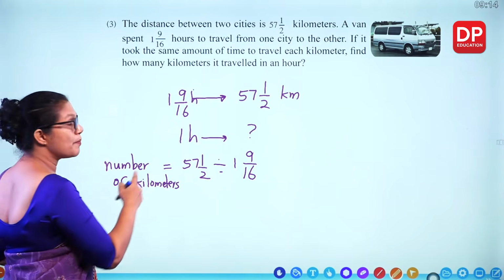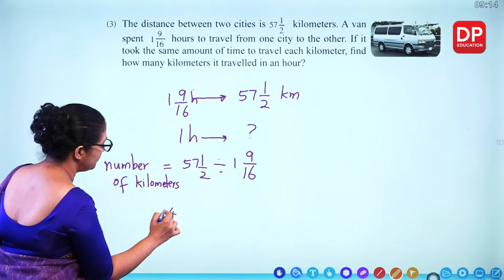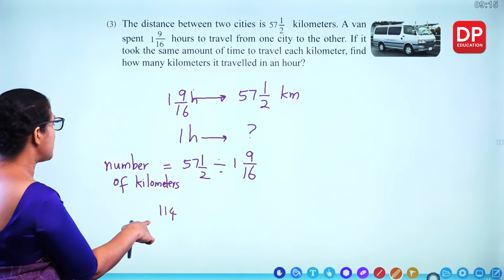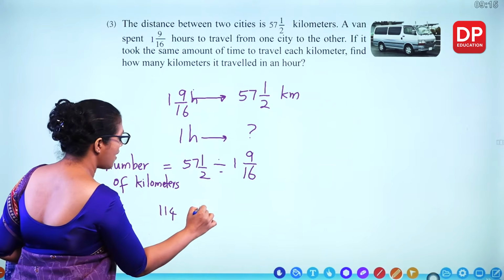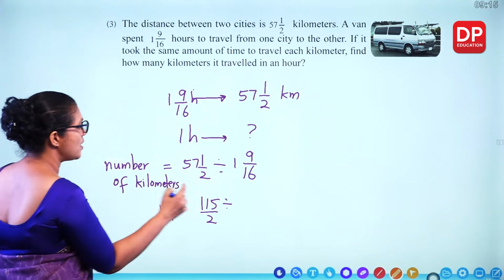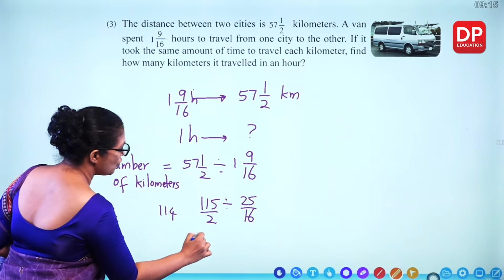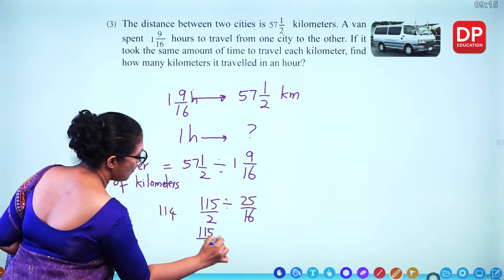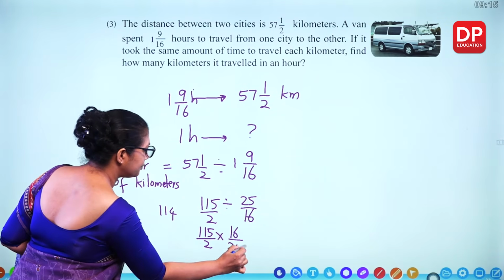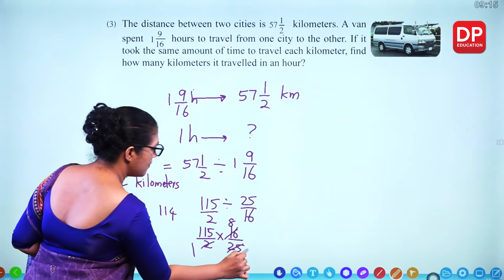Now convert to improper fractions. 57 times 2, 114. 2 times 5, 10 plus 1, 11. And then this one, 115 over 2. This one, 16 plus 9, 25 over 16. Now you can change it to multiplication by considering the reciprocal. Now divide by 2 and divide by 5.